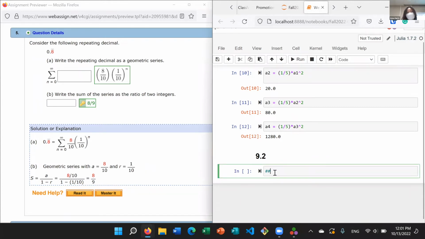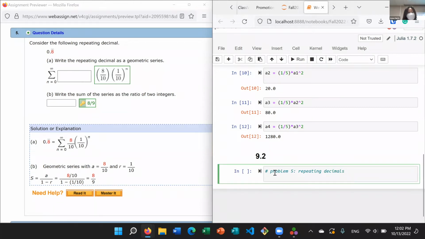I'm going to write down this one. Problem 5. Okay, it says what? Repeating decimals. Okay, that means what? You have 0.8 means what? 0.888888888. That's what that means by repeating. Okay, and the dot, dot, dot.